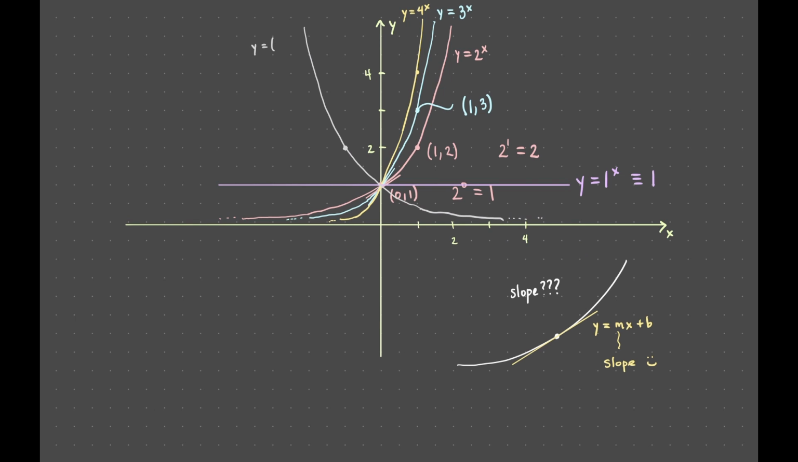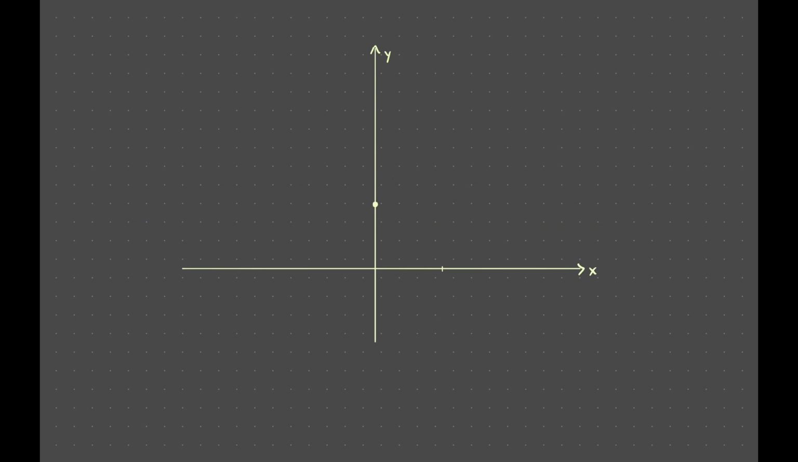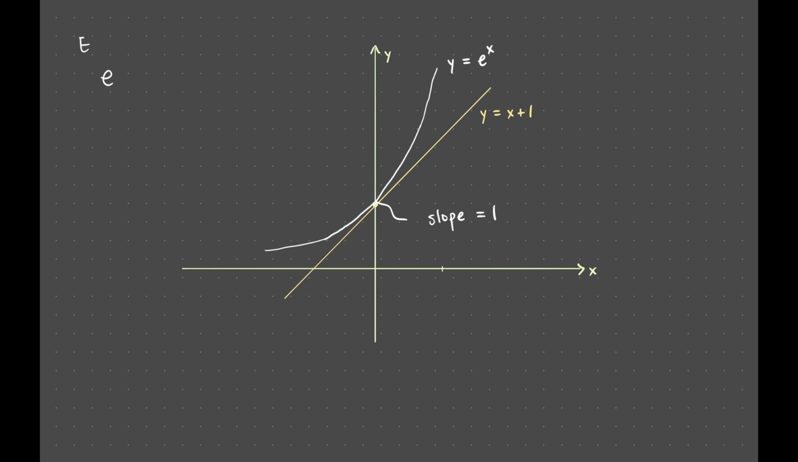There's a particularly special base that proves useful in this course, namely, the base where the slope at the y-intercept is exactly equal to 1. This number, lying between 2 and 3, is denoted by e for the mathematician Euler, credited with its discovery. Its value, correct to 5 decimal places, is 2.71828, and so on.